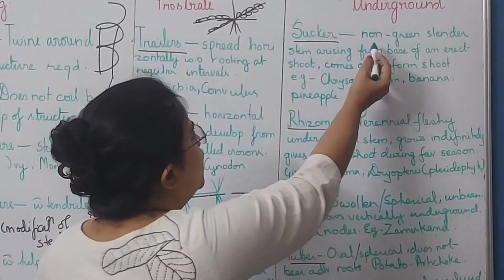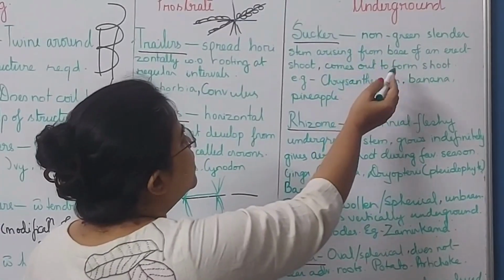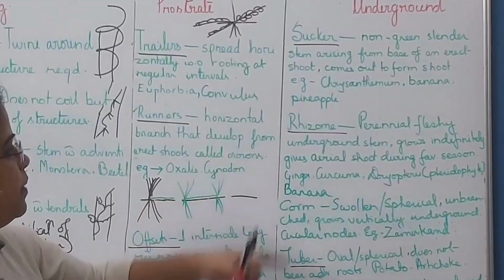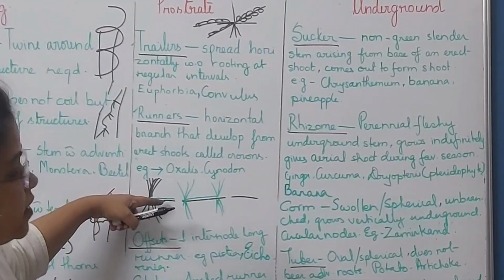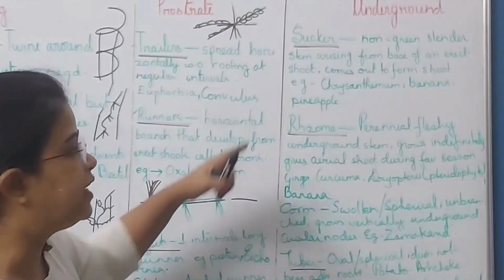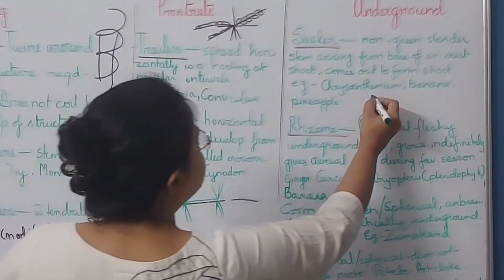Sucker. Non-green slender stem arising from the base of an erect shoot comes out to form a shoot. Chrysanthemum, banana and pineapple. ये runner जो है ना, यही runner को अगर हम underground कर देते हैं, what we get is a sucker. So say this is a plant.